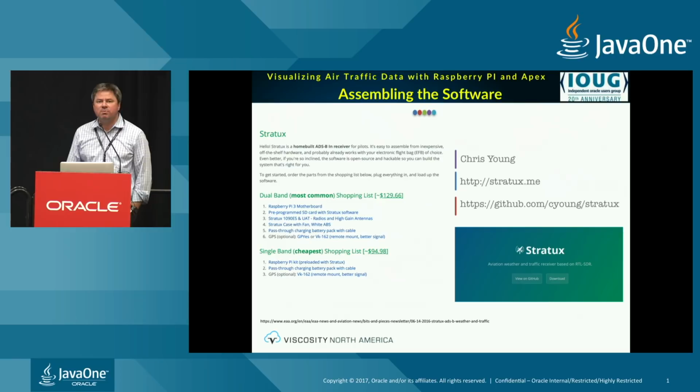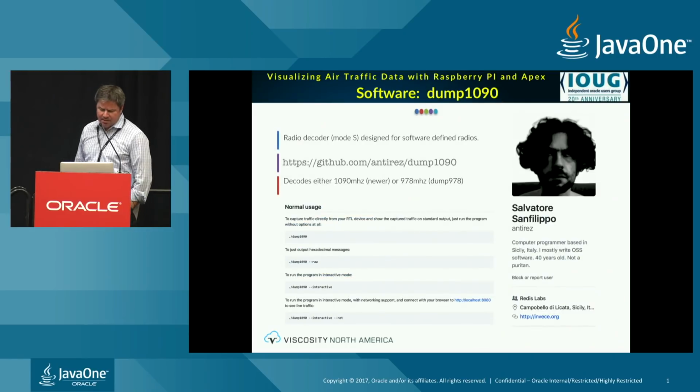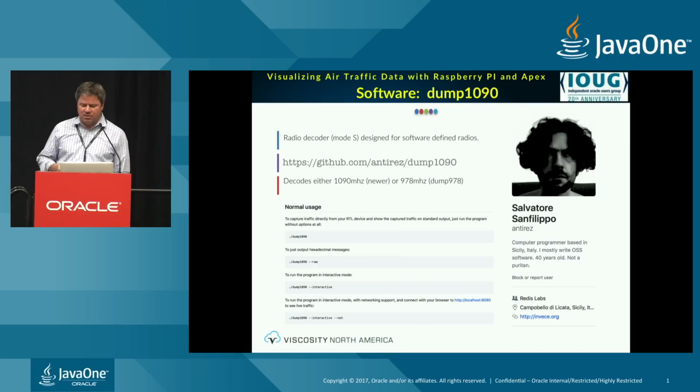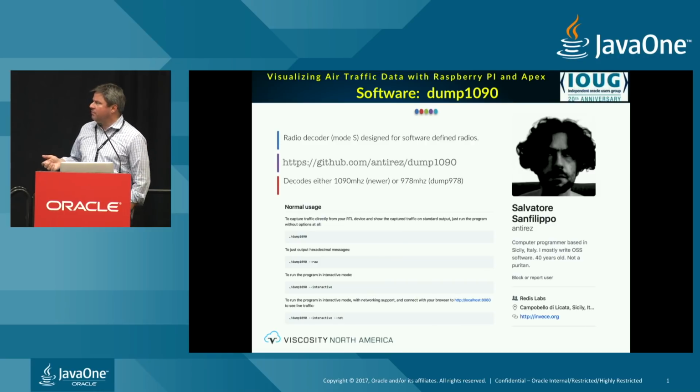And one of the easiest ways to get going is to simply download the image from Stratux. This has been packaged up, and they have single band for $94, dual band, and then they can just send you all the parts. You even get a nice case. And then go download the software, the current version, off of GitHub. And this guy named Chris Young gave it to us, so thanks to him.